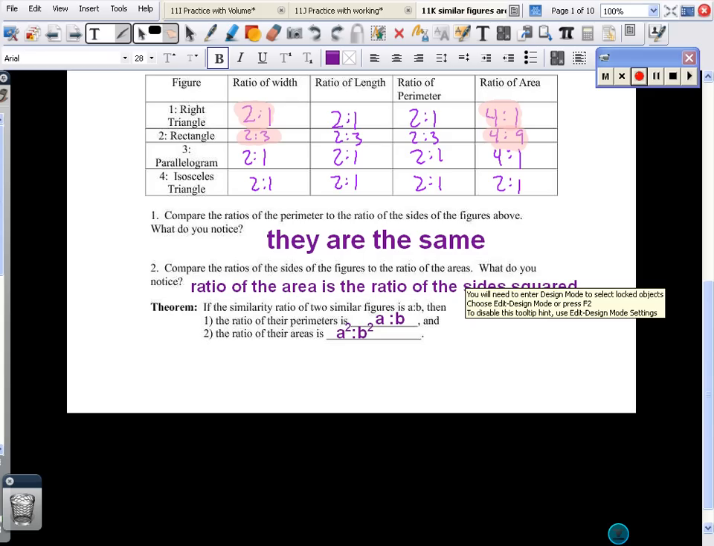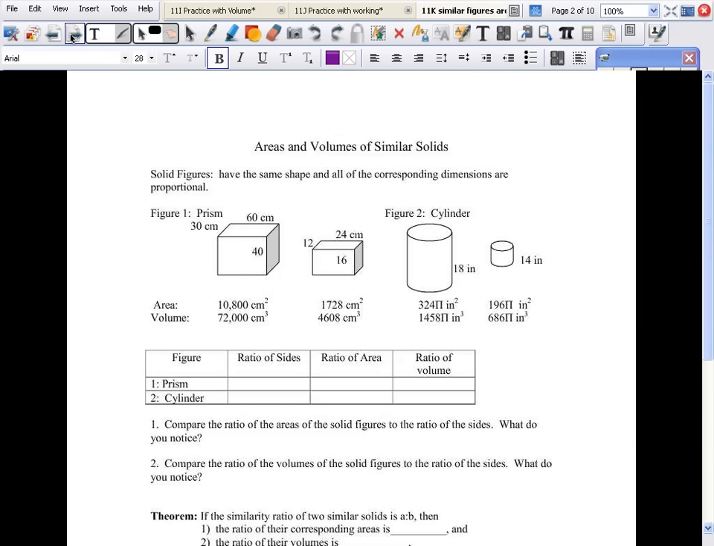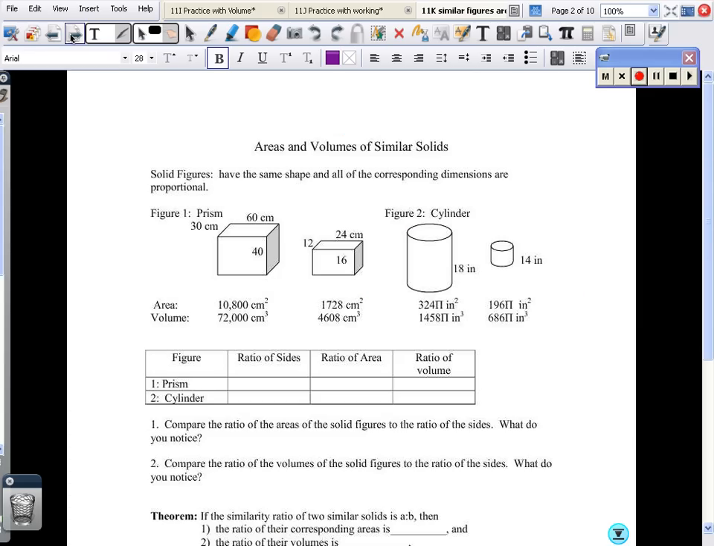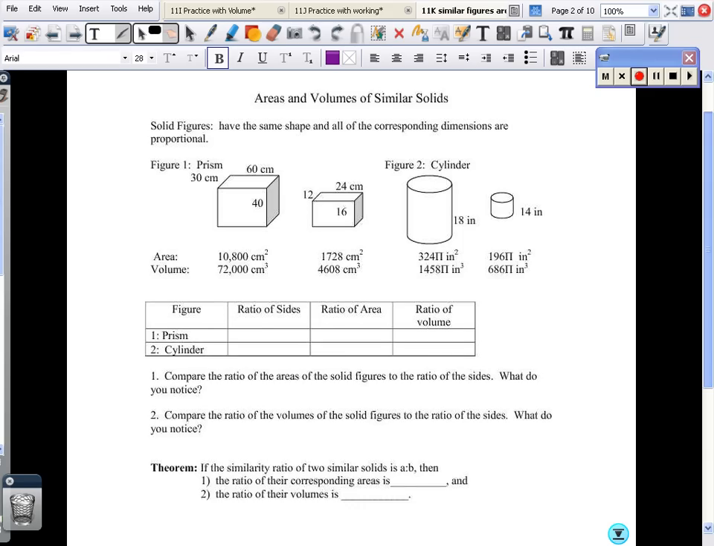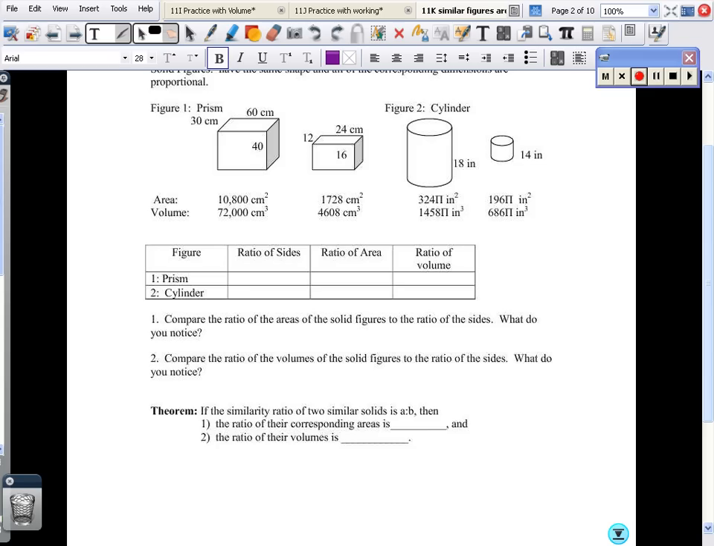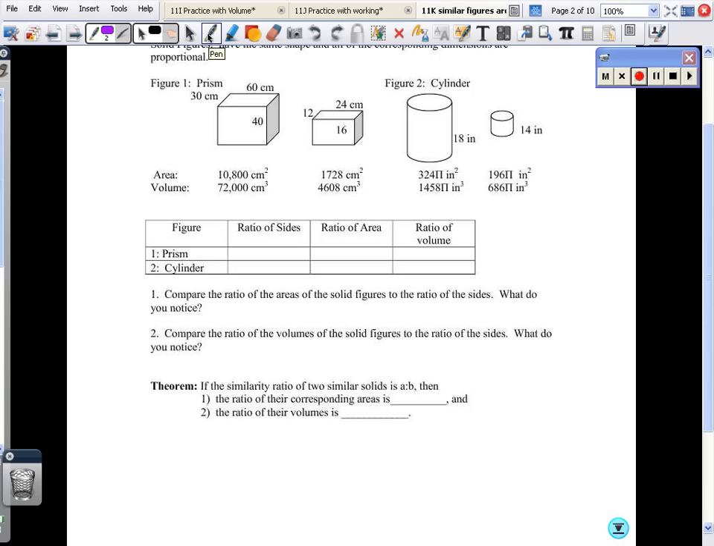Let's take a look at the next page. Here we're looking at area and volume of similar solids. So similarly here, we're going to compare area and volume and see what we get. Now I will tell you this is slightly more complicated because we're going to have to reduce some larger fractions, and you're going to have to know how to either reduce the fractions or to use your calculator to get some answers here. We've calculated the area and the volume for you each time, so you don't have to do that. That's all right here for you.